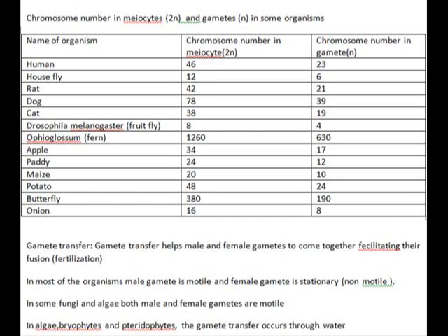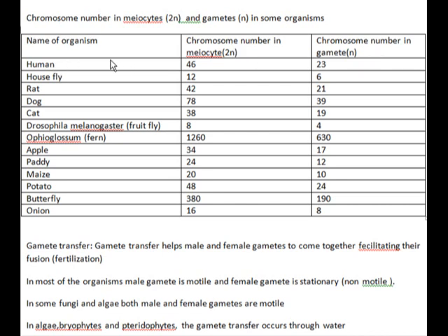Welcome to today's session. Here is a list of diploid numbers of the organism and their gamete number, that is haploid numbers. There are three columns. In the first column there is organism, next is diploid number, and in the next column haploid number, that is the gamete. So the diploid number is that of the meiocyte, the haploid number is that of the gamete.